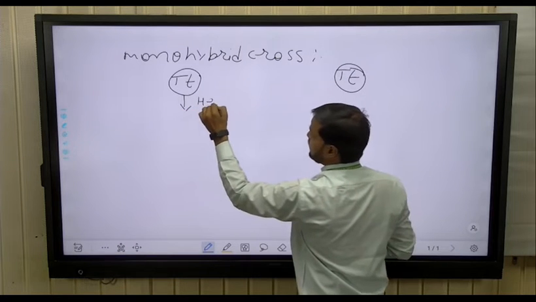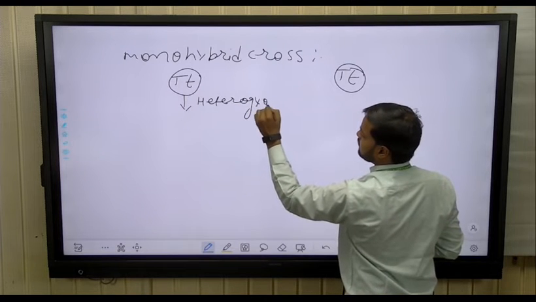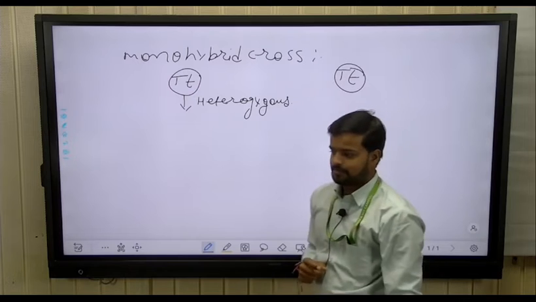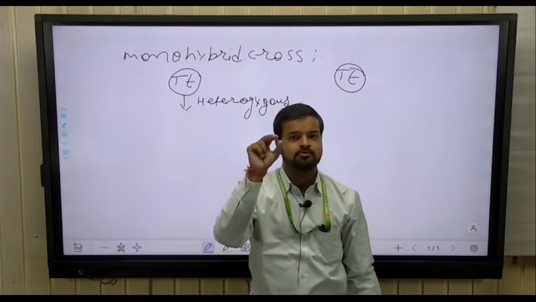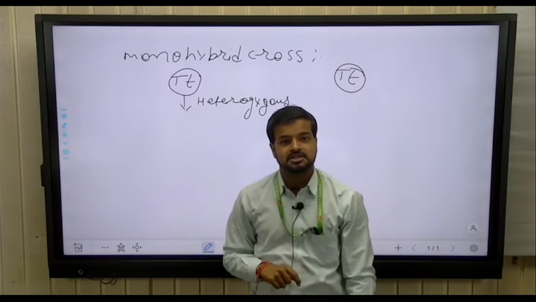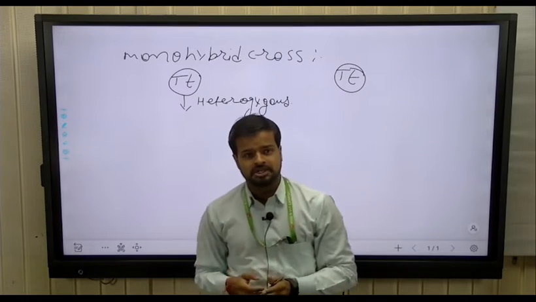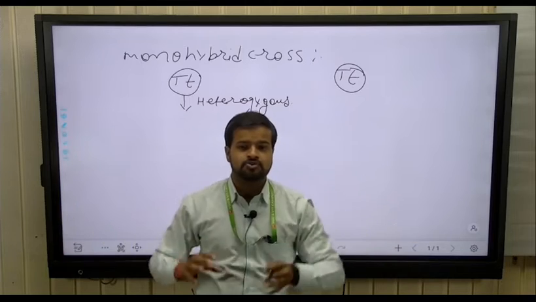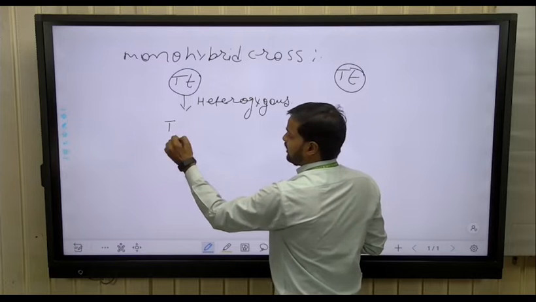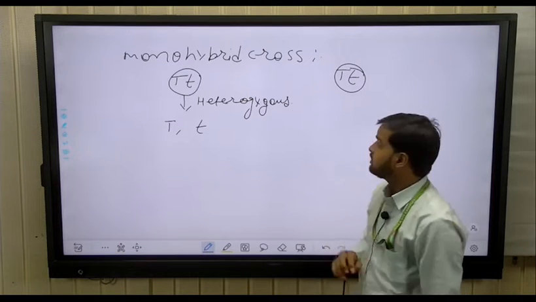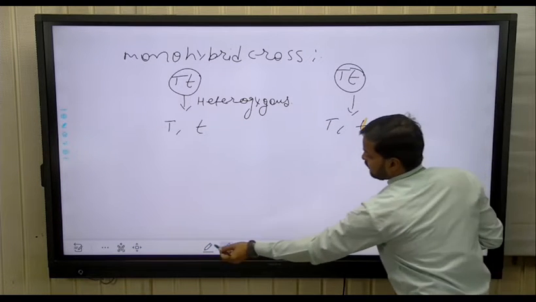Here we now write heterozygous condition. And as we know, what is heterozygous? When two different alleles are present in a pair, it is called what? Heterozygous condition. Clear? As we know, in the heterozygous condition, both alleles work individually, both alleles work independently. That's why capital T and small t work as gametes. Same here, capital T and small t work as gametes.